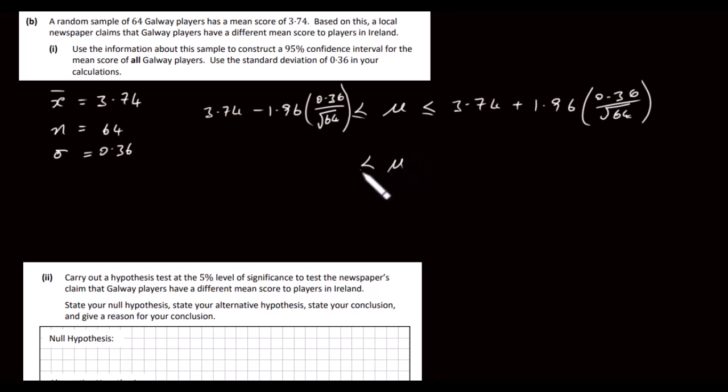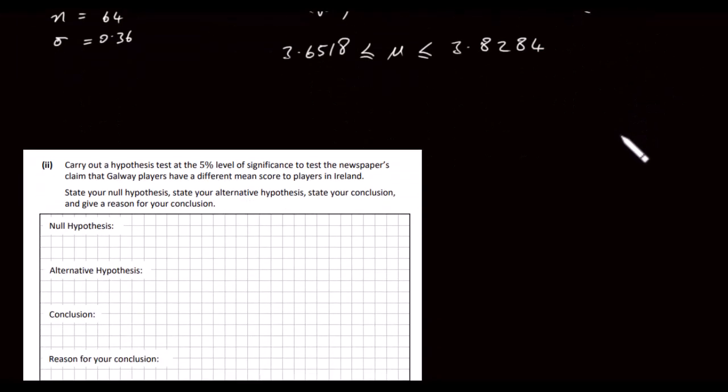When you work that out, you get 3.6518, and you get 3.8284. Okay, so that's that part of the question. Let's have a look at the next one.